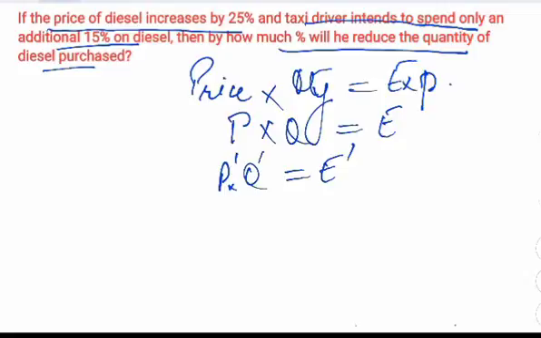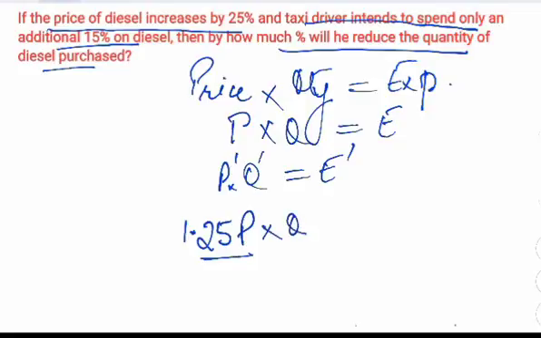So P dash: it says the price of diesel increases by 25%, so P dash is 1.25 P, because the price has increased 25%. So after adding 25%, it becomes 1.25 P. Earlier the price was P, and after the increase it is P dash. So P dash in terms of P is 1.25 P.